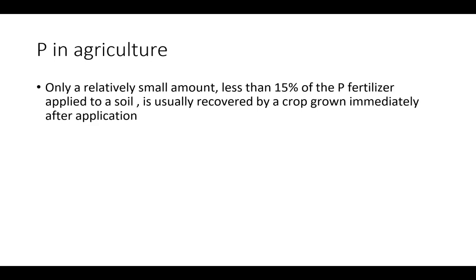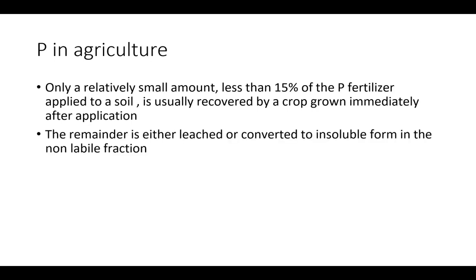Only a relatively small amount, less than 15% of the phosphorus fertilizer applied to the soil, is usually recovered by a crop grown immediately after application. This means you put it down and you only get a small portion of it back. This also means you leave a large portion of it for next year as well. The remainder is either leached or converted into insoluble forms in the non-labile fraction.